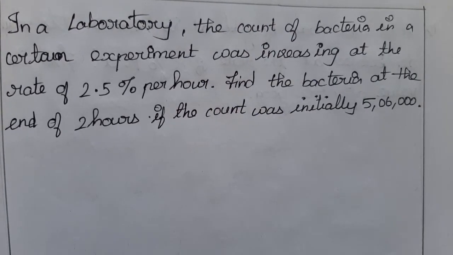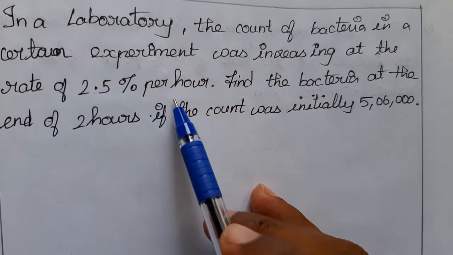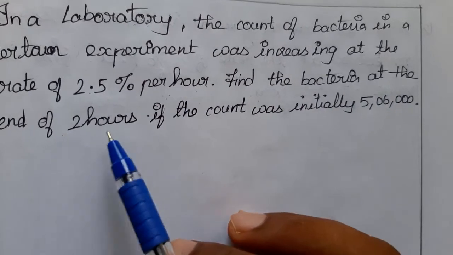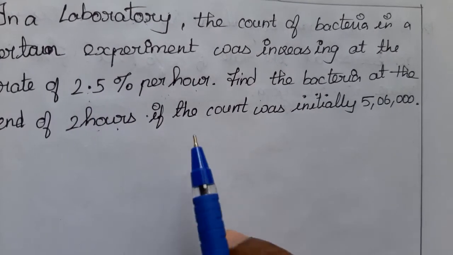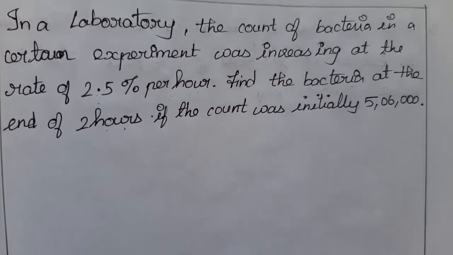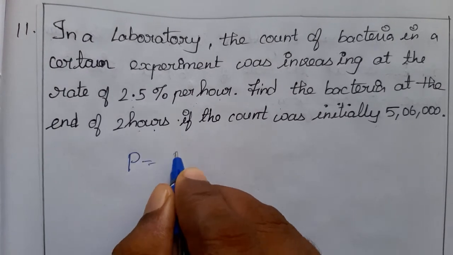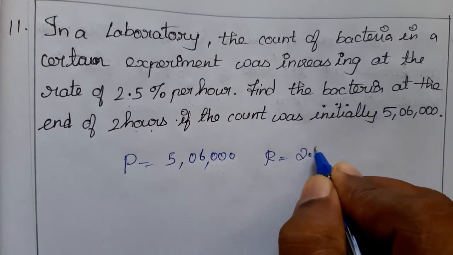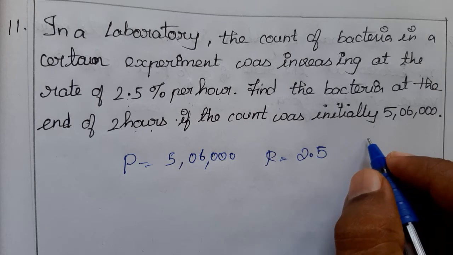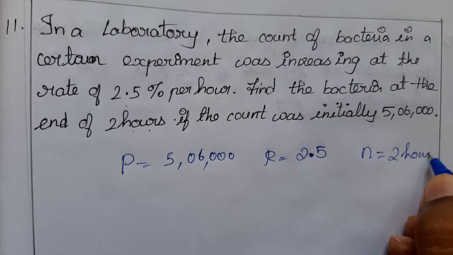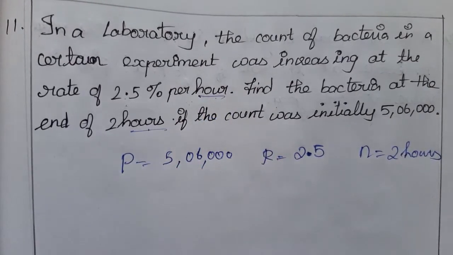So here we go for the next problem. In a laboratory, the count of bacteria in a certain experiment was increasing at a rate of 2.5% per hour. Here they are using hours instead of years. Find the bacteria at the end of 2 hours. So the rate is 2.5 and the time is 2 hours, and the count was initially 5,06,000. This is so simple, right? The initial count is the principal, 5,06,000, the rate is 2.5, and the time is 2 hours. Here both are hours, so no problem.